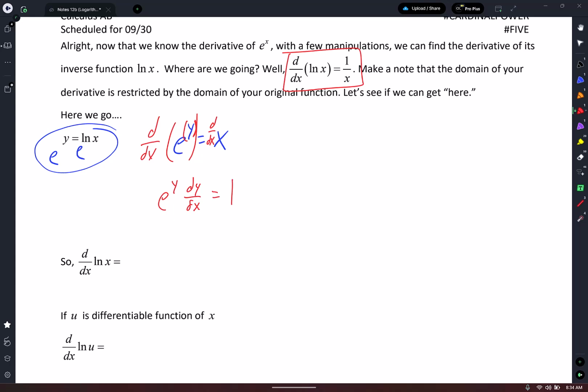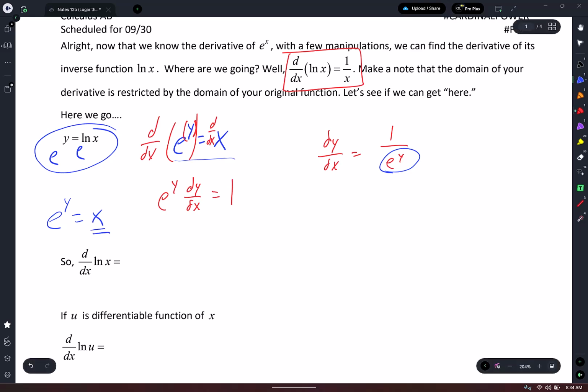Here's what we're going to do. I'm trying to find the derivative, so that means I'm going to get dy dx by itself. So how do I get rid of that e to the y? Divide. So now I have dy dx equals 1 over e to the y. Are we okay? Now I don't want it in terms of y. Remember, look at this in the blue there, where I wrote e to the y equals x. Well, I can replace this e to the y with a what? X. So there it is, guys. Dy dx equals 1 over x.